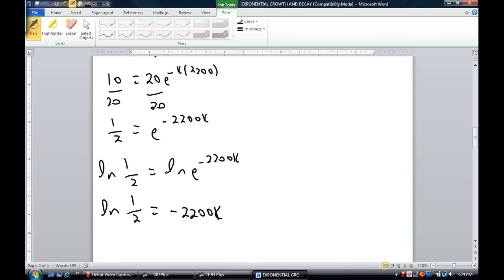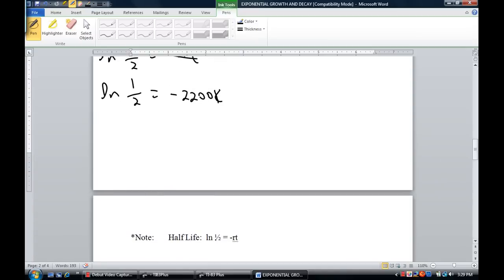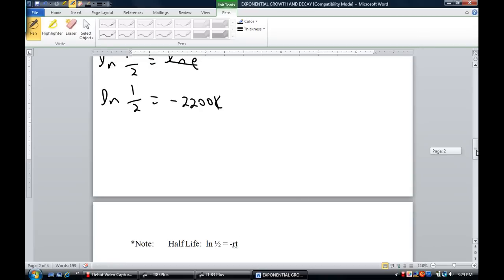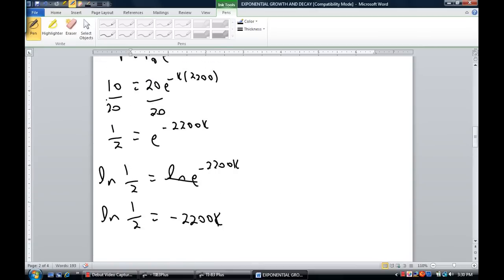That's okay, because these cancel out in a certain sense. So what I want to show you before we go any further is half-life. As before, you can bypass all the work we just did and go straight to natural log of 1/2 equals, in this case, negative rt, because it's a decay. It always happens that way, because when you take the initial amount, we end up with its half-life. You're always going to divide by that initial amount. It's always going to equal 1/2.